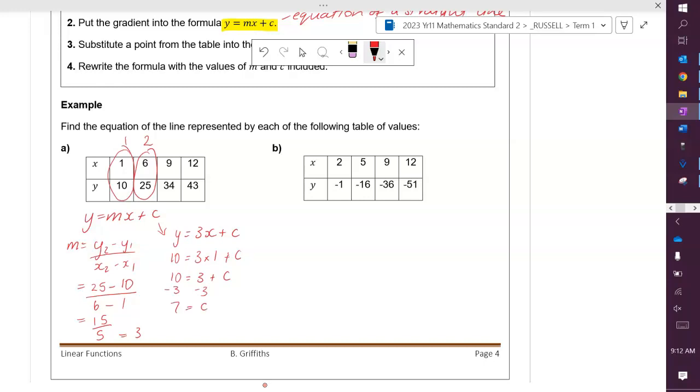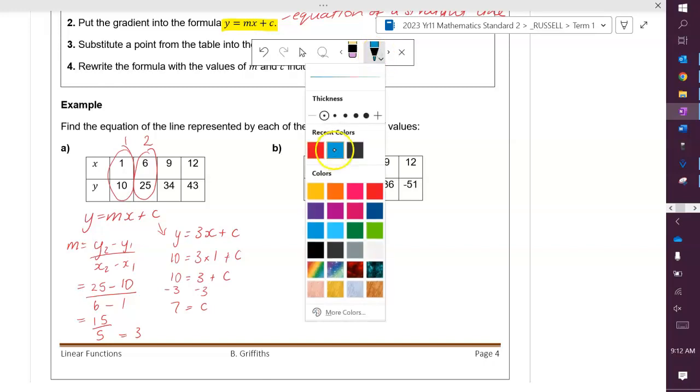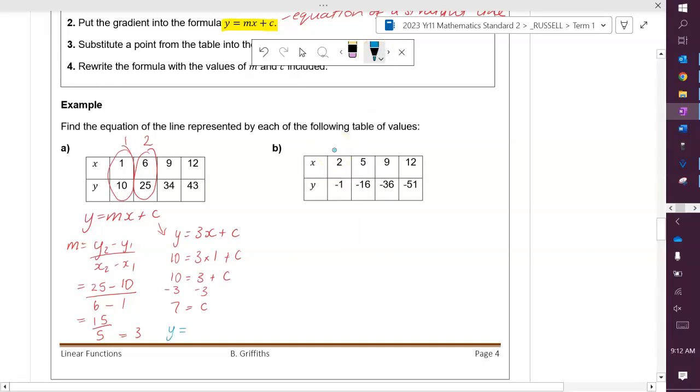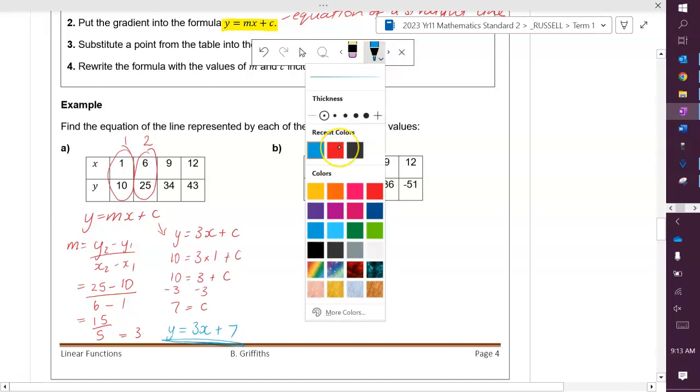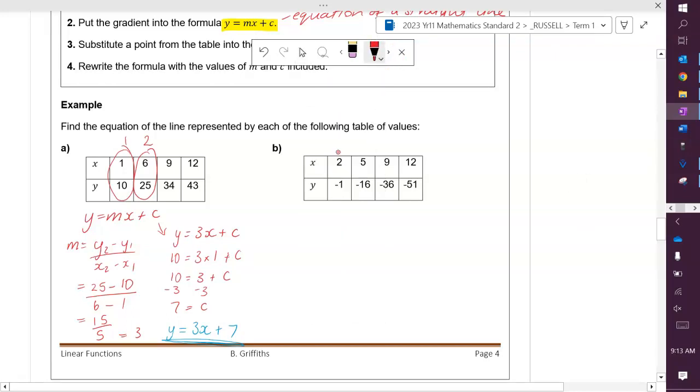So then if I put it all into this equation now, I end up with y equals, my gradient is 3, and c, which is my y-intercept, is a positive 7. So that's how we find the equation of a line just from a table of values. If we look at this second example, we need to still find our gradient. So it's our y2 minus y1, x2 minus x1.